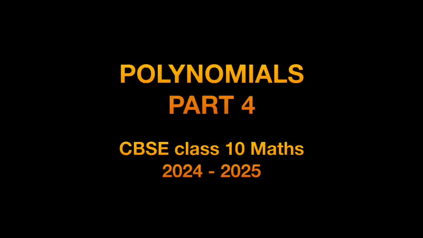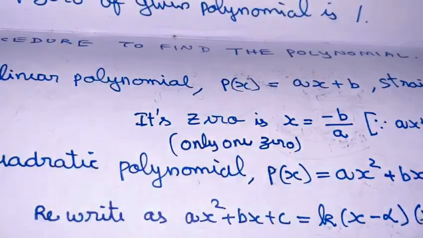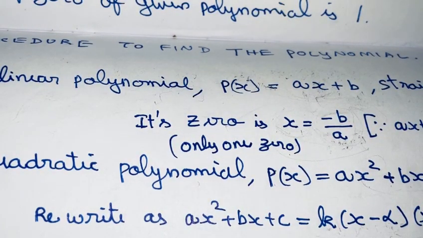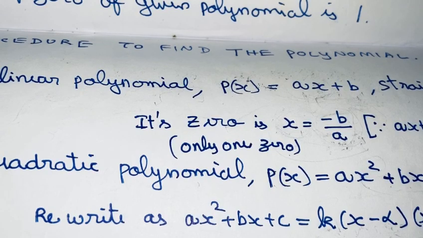Polynomials, Chapter 2, Part 4, Zeros and Coefficients. In today's video, we are going to see the relationship between the zeros as well as the coefficients of the given polynomial. We will start with linear polynomial.